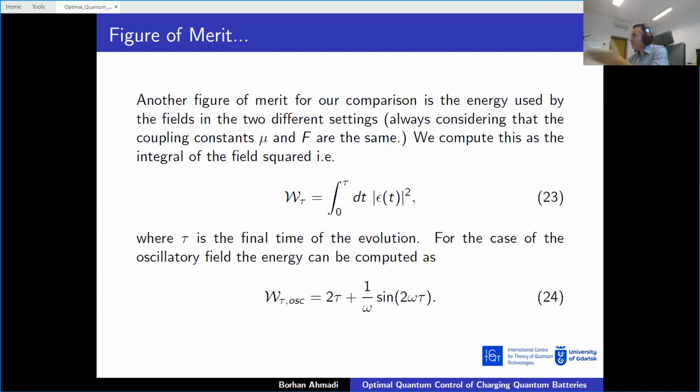Another figure of merit that we use for our comparison is the energy used by the field, which is defined in equation 23. For the oscillatory field case, the energy cost by the field will be given in equation 24.